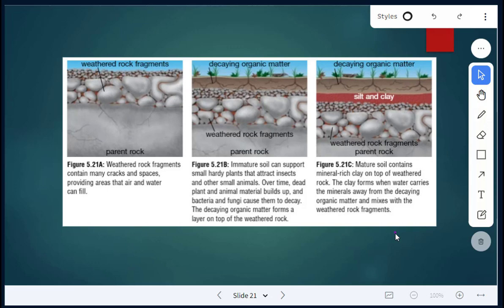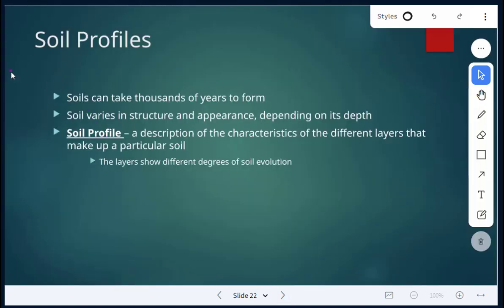Then we have mature soil. It will contain lots of mineral-rich clay on top of weathered rock. The clay forms when water carries the minerals away from the decaying organic matter and then mixes with the weathered rock fragments. Soil profiles can take thousands of years to form. This is a description of the characteristics of the different layers that make up a particular soil. So basically those different layers will show different degrees of soil evolution. So when we look at soil profiles, you'll see that it varies in structure and appearance depending on its depth.